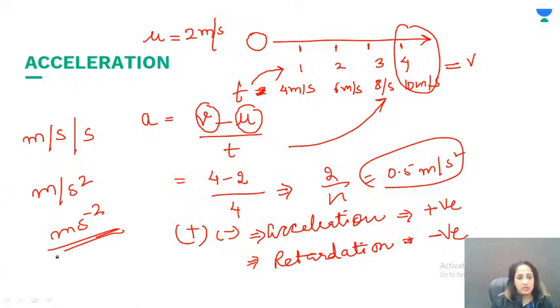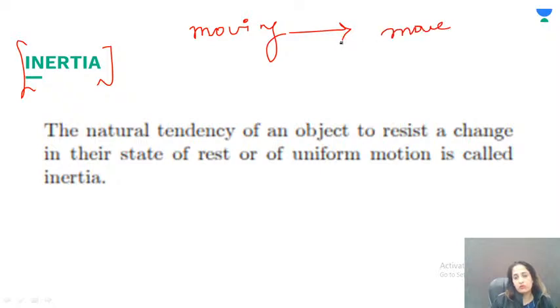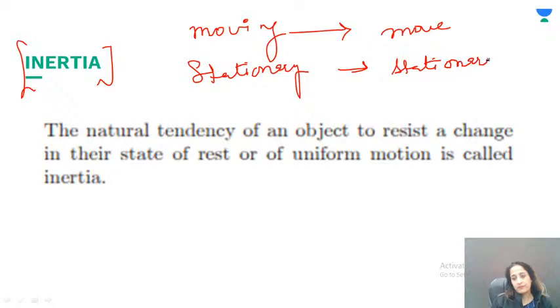Okay, so this was about acceleration. Inertia. So this is another point, and Newton's law, if you have studied all three of Newton's laws. So inertia is what? Inertia is the tendency of an object to stay in its form. Let's say if it's moving, it wants to keep moving. If it is stationary, it wants to stay stationary. So this is what we call inertia, right?